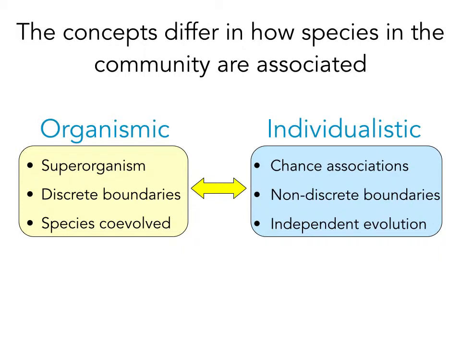Gleason argued that no, individual species experienced independent evolution, that every species was composed of populations that were evolving through natural selection in their own individualistic or independent ways. So let's explore some of the predictions of these two different concepts and some of the evidence that seems to support one or the other.